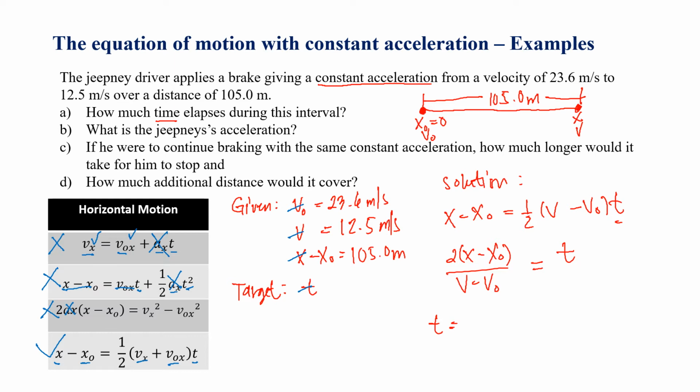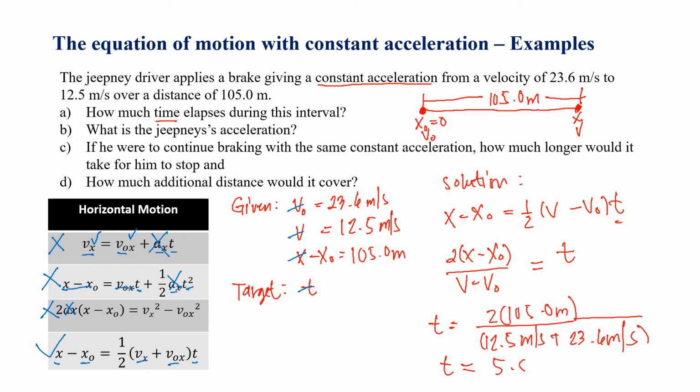So your time is equal to 2 times 105 meters divided by 12.5 meters per second plus 23.6 meters per second. Solving the problem, your time is equal to 5.82 seconds. You can pause the video to review the solution.